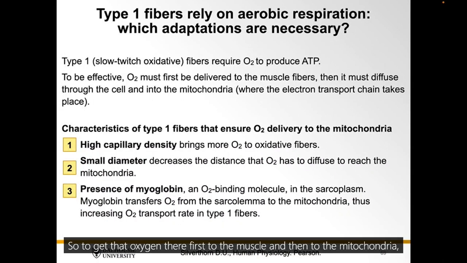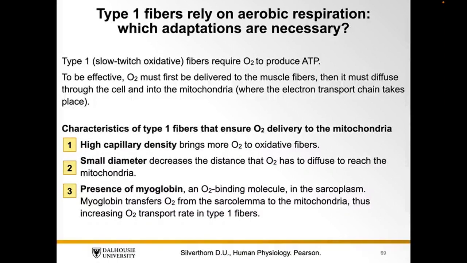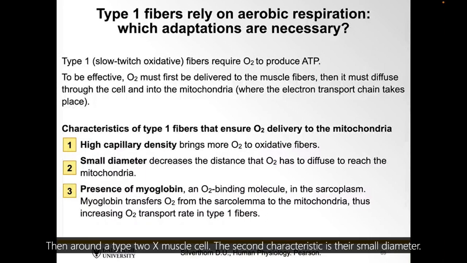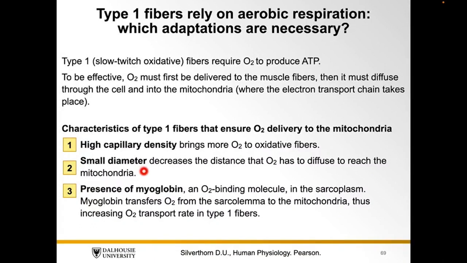And this is where we need oxygen in order to produce ATP. So to get that oxygen there, first to the muscle and then to the mitochondria, the type 1 fibers have specific characteristics that will ensure oxygen delivery to the mitochondria. So what are those? First one, they have a high capillary density. This just means that there are more blood vessels around a type 1 muscle cell than around a type 2X muscle cell. The second characteristic is their small diameter.